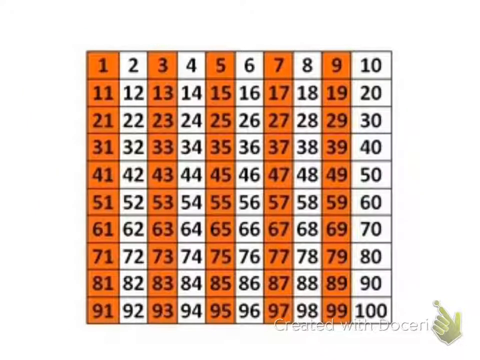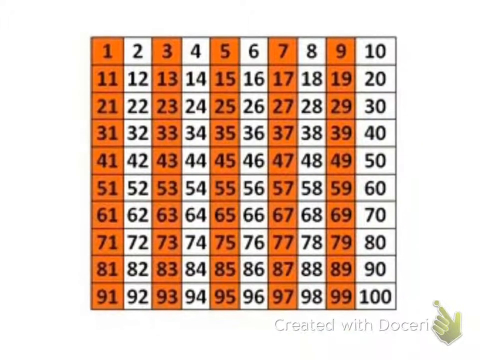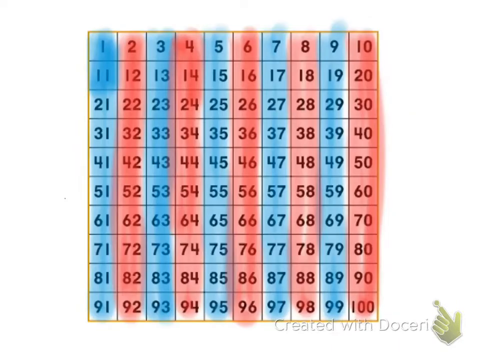Okay, so here I have the hundreds chart. And if you notice in my hundreds chart, some of the numbers are orange and some are white. All of the white numbers are the even numbers. Now, I think on your page, it's actually colored a little bit different. So let me change it so it looks like yours. All right, so this one looks a little bit more like the one you will be using. Now, if you notice, all of the even numbers are in red.